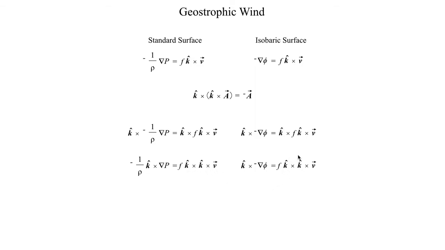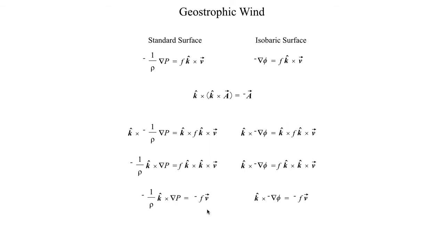And then same thing for the isobaric case, except here we have k hat cross minus the gradient of the geopotential, that's equal to the Coriolis parameter times k hat cross v, and just using the identity up here, k hat cross v just becomes minus v. So that's what we get after applying the vector identity that we have up here. And now we're actually in a position to solve for v.